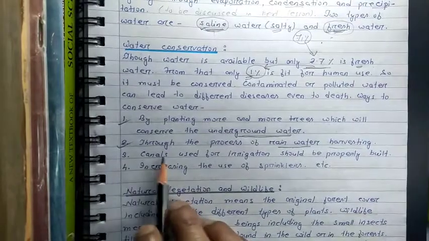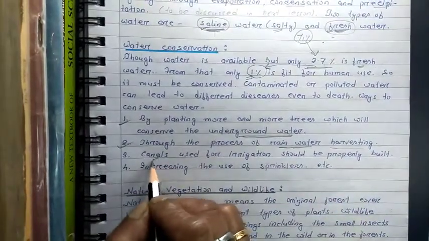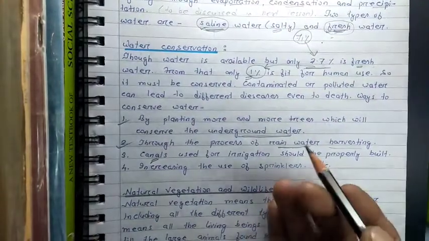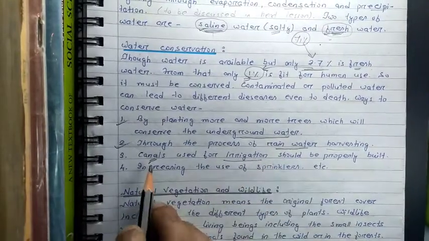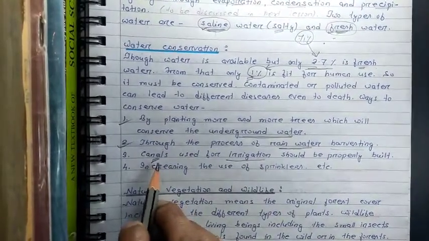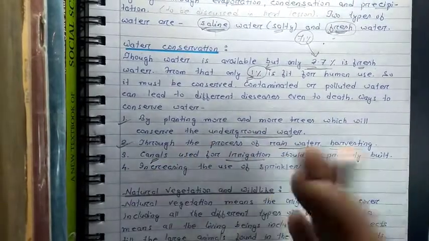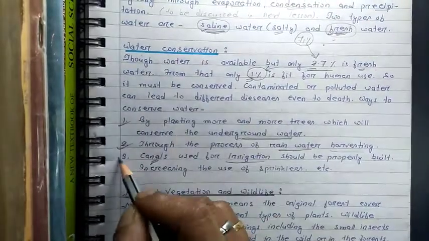The third one is, canals used for irrigation should be properly built. Canals are generally made to bring the river water to supply into our crop fields. That system is known as irrigation. If we build the canals properly, we can stop the leakage of water. Even if the canals are covered, the water will not be evaporated. That's another way of water conservation.